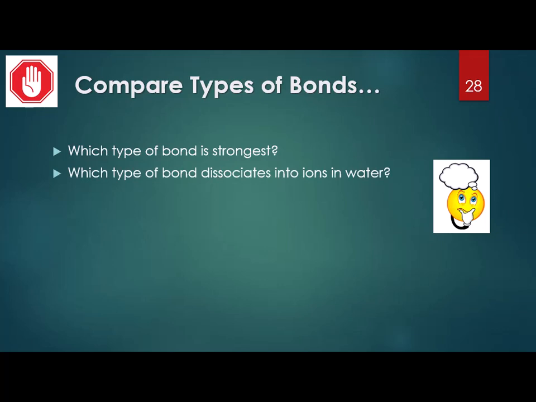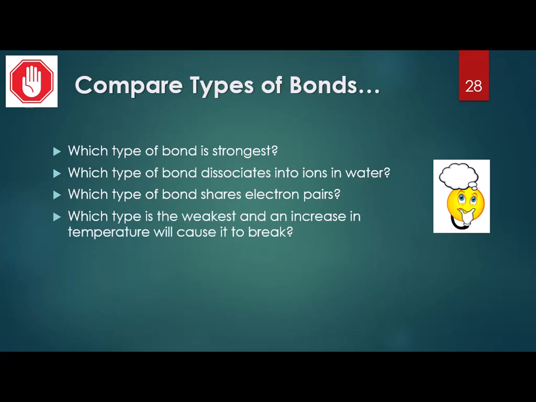Which type of bond dissociates into ions in water? That's the ionic one. Okay, salt dissociates into the sodium ion and the chloride ion. Which type of bond shares electron pairs? That would be covalent. Which type is the weakest and an increase in temperature will cause it to break? That's the hydrogen bonds. Okay, they are the weakest, but very important for life as we know it.